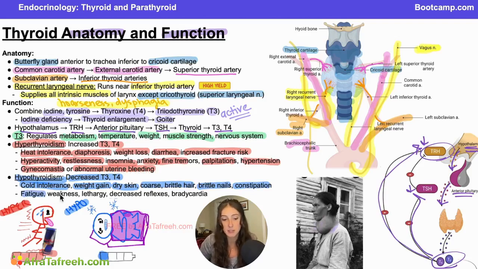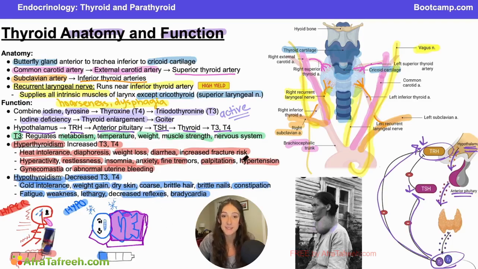And then you might also see fatigue, weakness, lethargy in patients with hypothyroidism. This guy can't even get out of bed. He's so tired. Decreased reflexes, and then additionally bradycardia. So exactly the opposite of those palpitations and tachycardia we saw in hyperthyroidism. So I know that was a lot of information. Let's briefly recap what we talked about in this video.